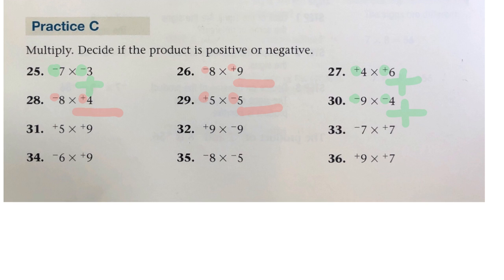From here, we just do the actual multiplication. Like for number 25, 7 times 3 is 21. For 26, 8 times 9, 72. And it's negative. We could just go through them all like that, do the math, and then we can see which ones are positives and which ones are negatives based on the signs of the factors.